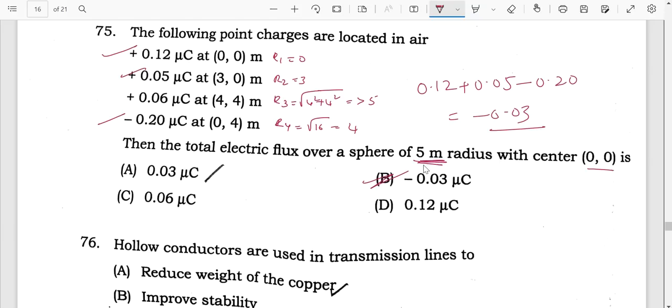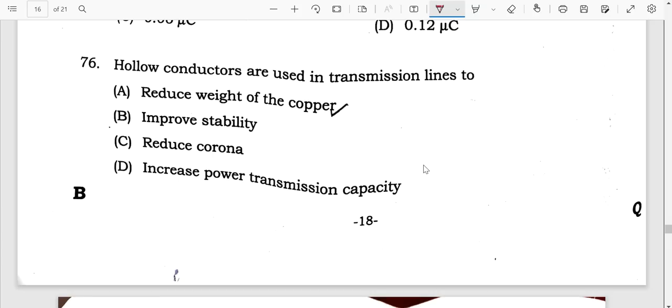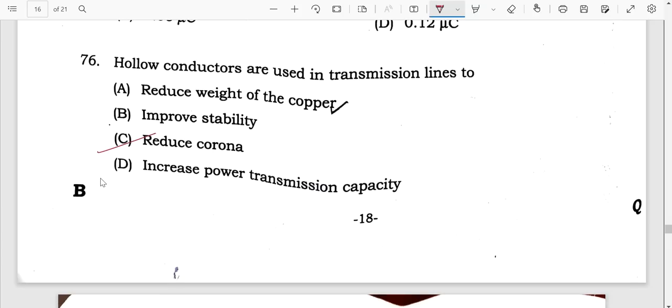B. Next one. Halo conductors are used in transmission lines to reduce corona losses. Direct question.